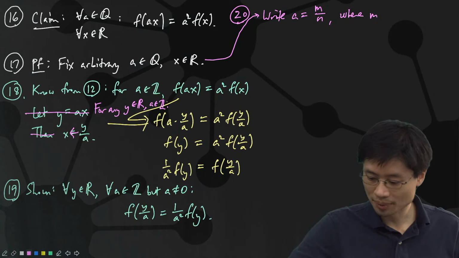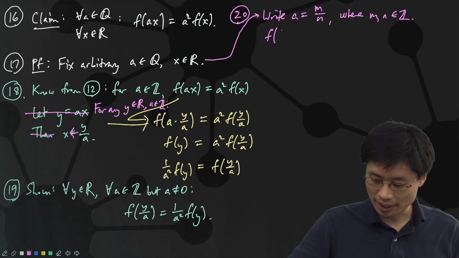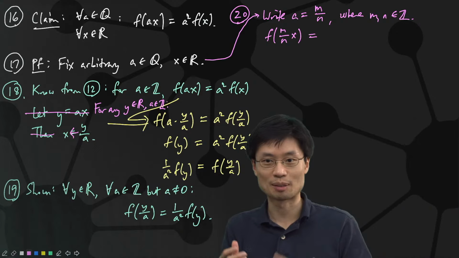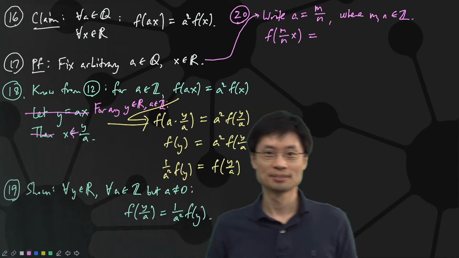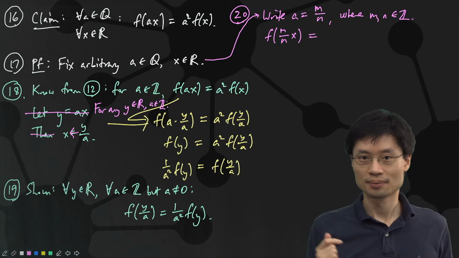Why is this good? I can use this to tie everything together now. I need to show something. I need to show f of ax, that's m over n x. Can someone help me take this through one step at a time? We have all the tools we need now. Lots of ideas. Rajiv. Basically, we'd want to show that it's equal to like the square times, a squared, which is n squared over n squared times f of x.